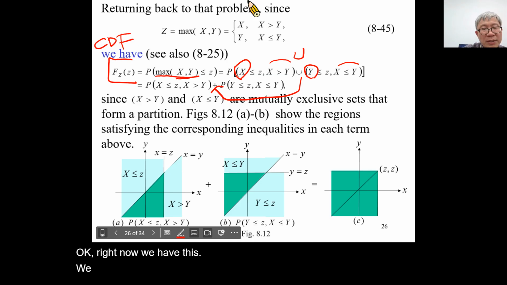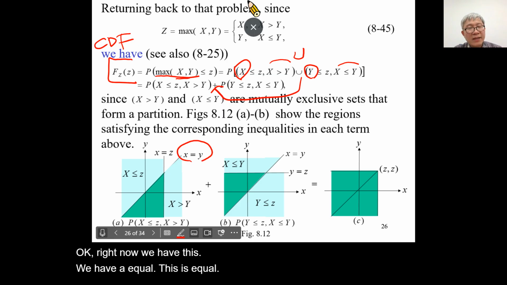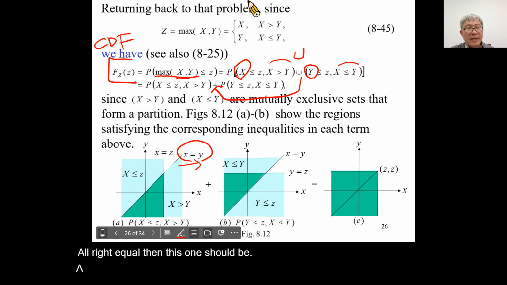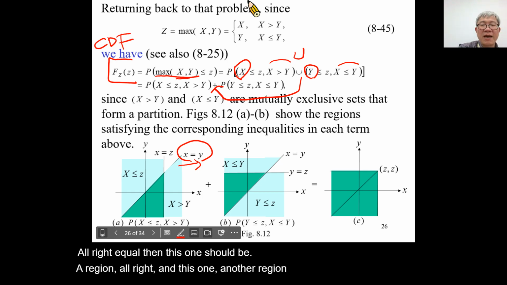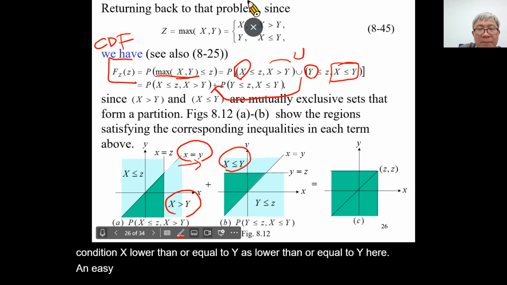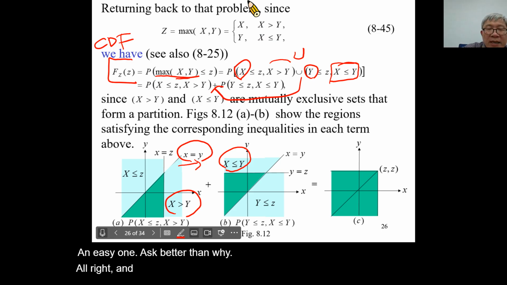And so right now we have this. We have equal. This is equal. Alright, equal then this one, it should be a region. All right. And this one, another region. And actually, if we have the condition x lower than or equal to y, x lower than or equal to y here. And this one, x greater than y.